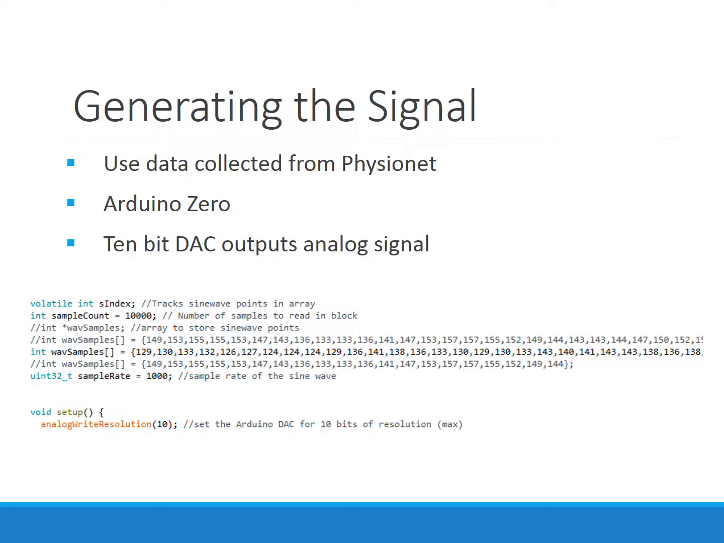In order to avoid a conflict with the Institutional Review Board at CSU, I decided to use simulated data instead of human subjects. This data was collected from PhysioNet, which is an online database that has a wide variety of samples from human subjects and are published for free use. I used an Arduino Zero to convert the data from PhysioNet to an analog signal.